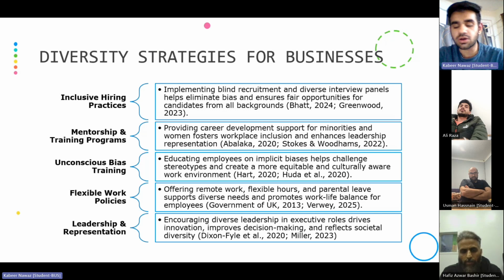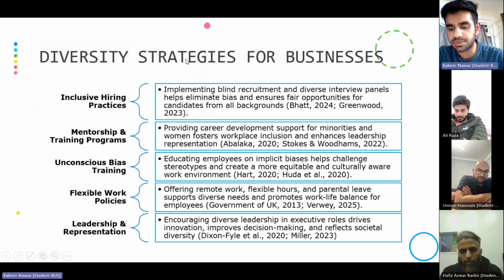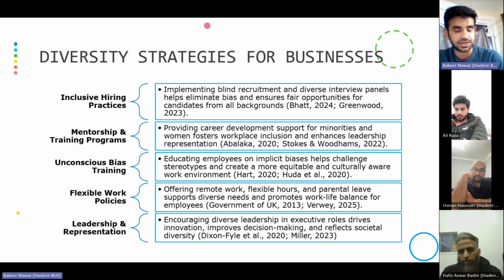Beyond hiring, mentorship and targeted training for underrepresented groups, such as women and minorities, help them develop the skills and confidence needed to move into leadership roles. Another critical area is unconscious bias training, which raises awareness among employees about how stereotypes and assumptions can influence workplace behavior and decision making. These sessions are essential for promoting a more inclusive and representative environment.